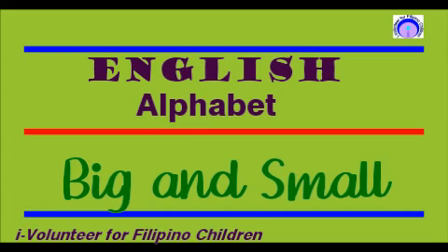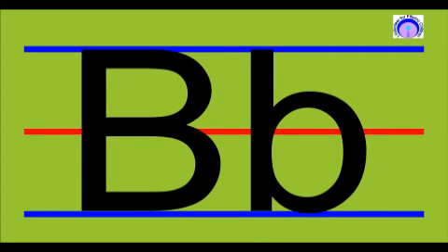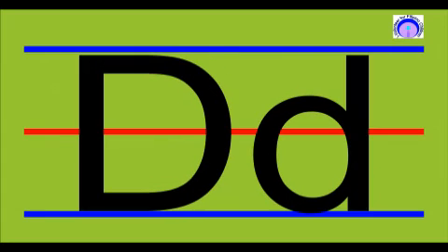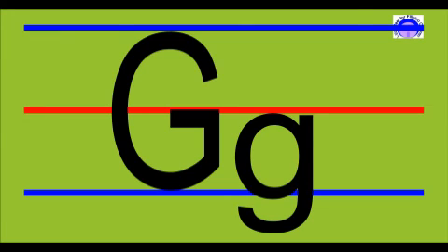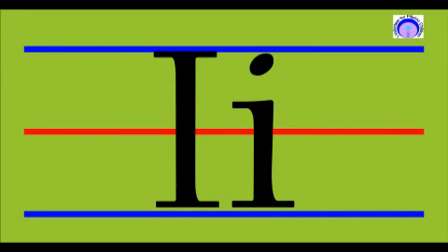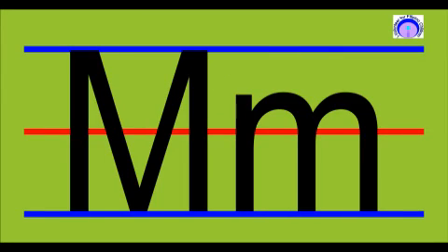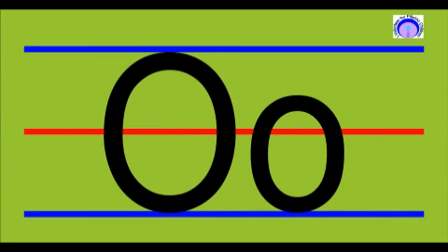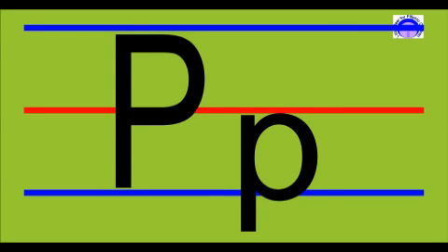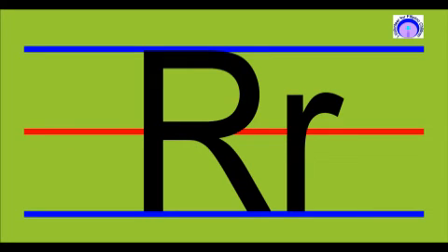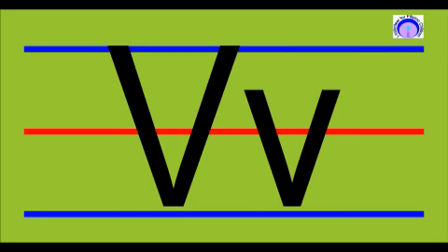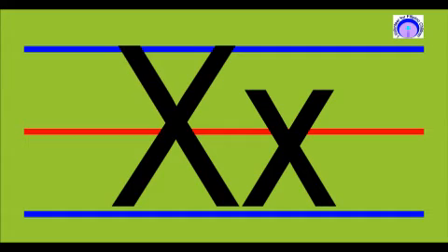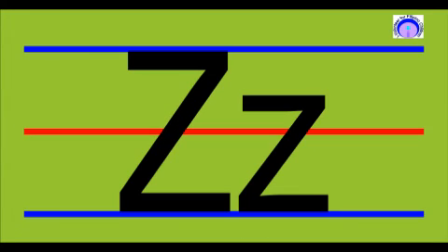Here are the small and the big letters. A, B, C, D, E, F, G, H, I, J, K, L, M, N, O, P, Q, R, S, T, U, V, W, X, Y, Z.